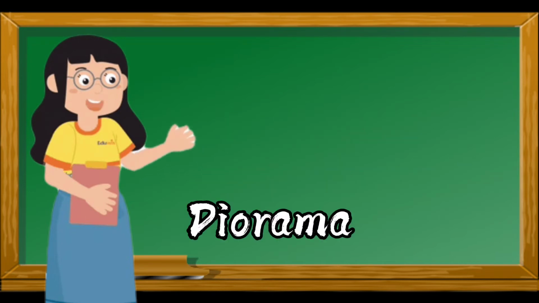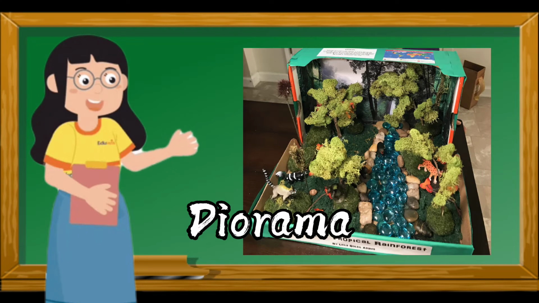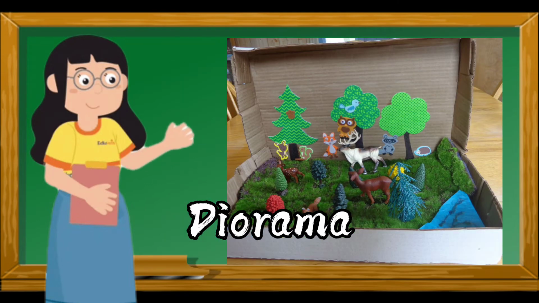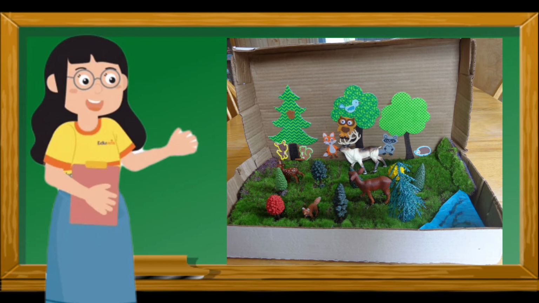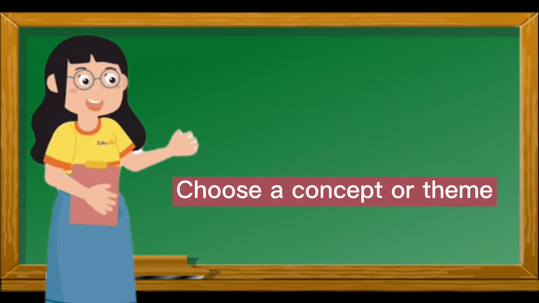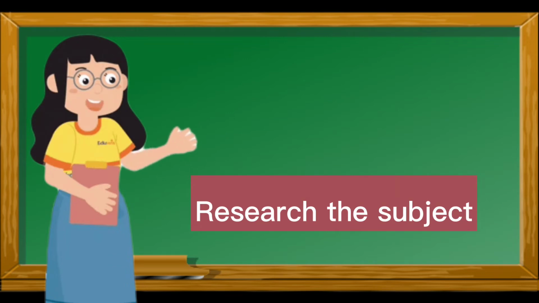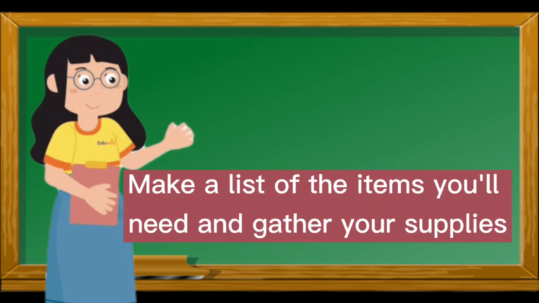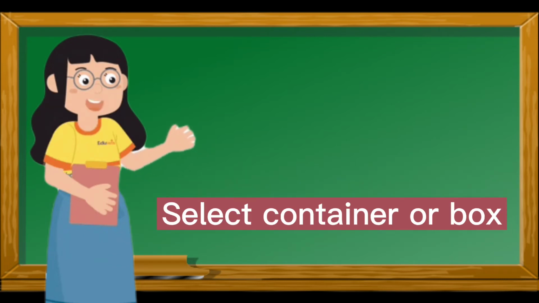First one, diorama. Dioramas are small scenes created of layers of materials, all depicting a similar concept or theme, display, historical time period, a nature scene, or a fictional situation. It will make the classroom more creative and innovative. In developing a diorama, you must choose a concept or theme, research the subject, make a rough sketch of your ideal diorama, make a list of items you'll need and gather your supplies, and the last one, select a container or box.